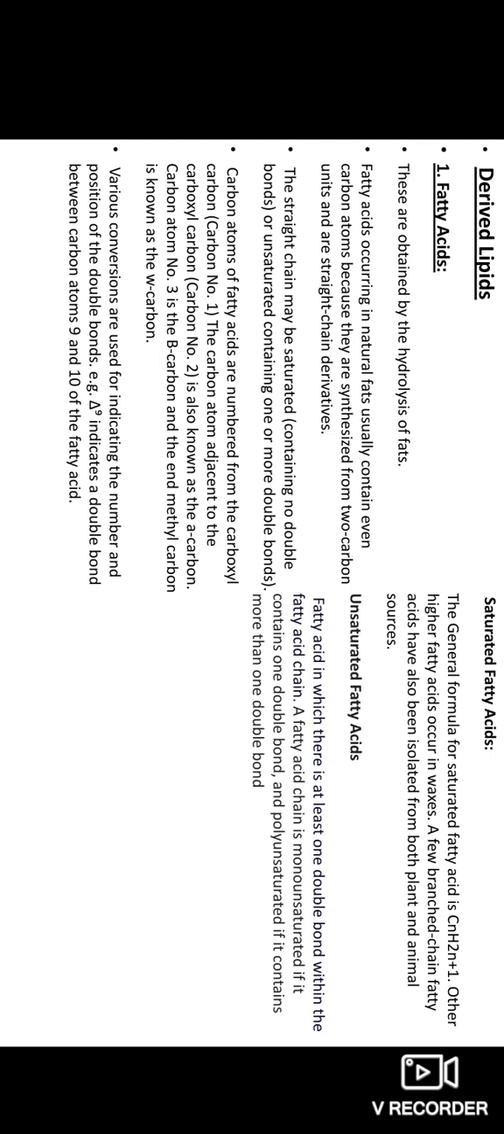Straight chains may be saturated, that is, they contain no double bonds, or unsaturated, meaning they contain one or more double bonds. Fatty acids are numbered from the carboxyl carbon, that is carbon number 1. The adjacent carbon is 2, the carbon at number 3 is the beta carbon, and the end methyl carbon is known as the omega carbon.